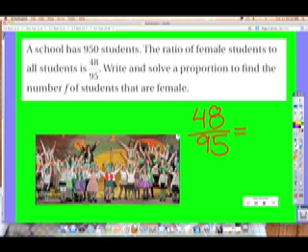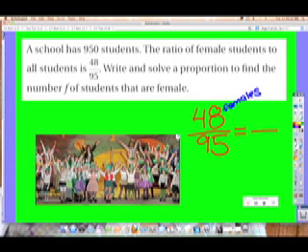Okay, go backwards. Right before the 48 over 95, it tells you 48 what over 95 what. Which part's the females though? The 48 or the 95? 48. Perfect. So sneak it in. Put down that the 48 stands for females. And the 95 stands for all students.